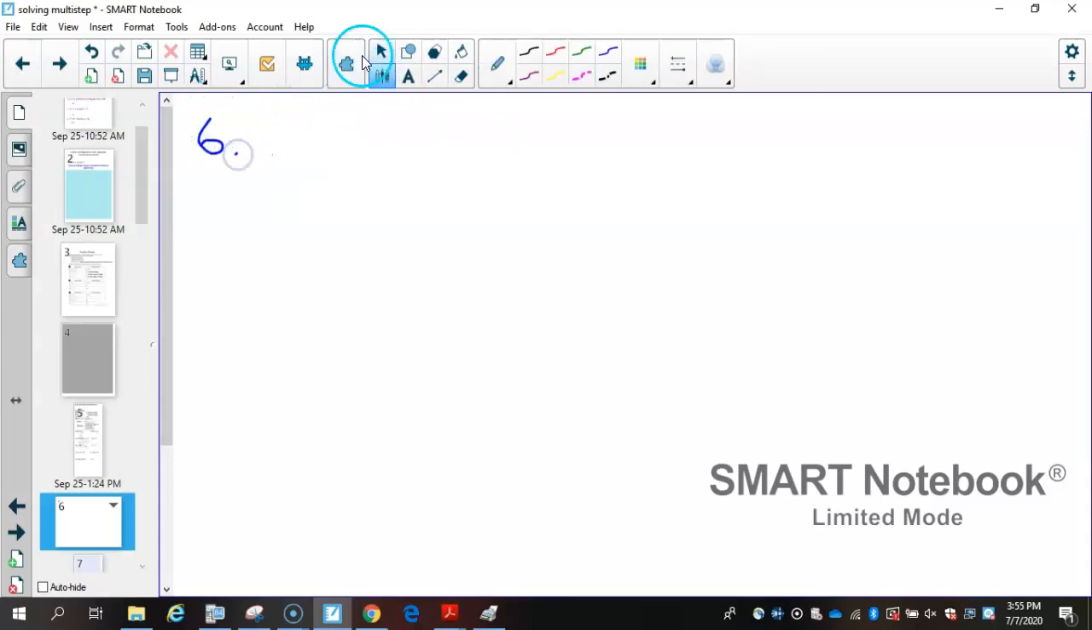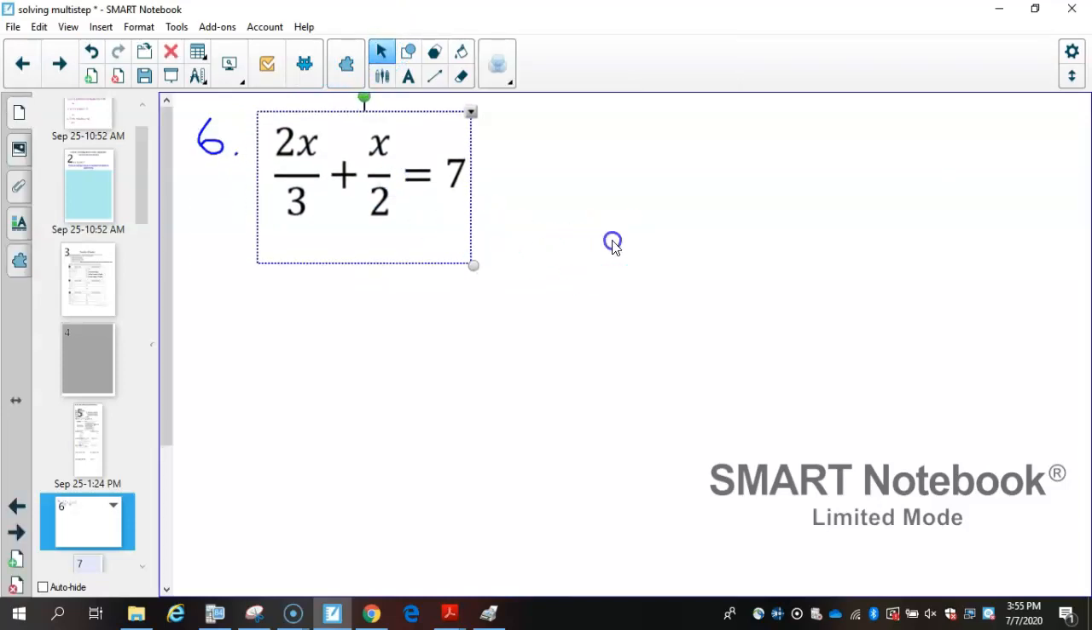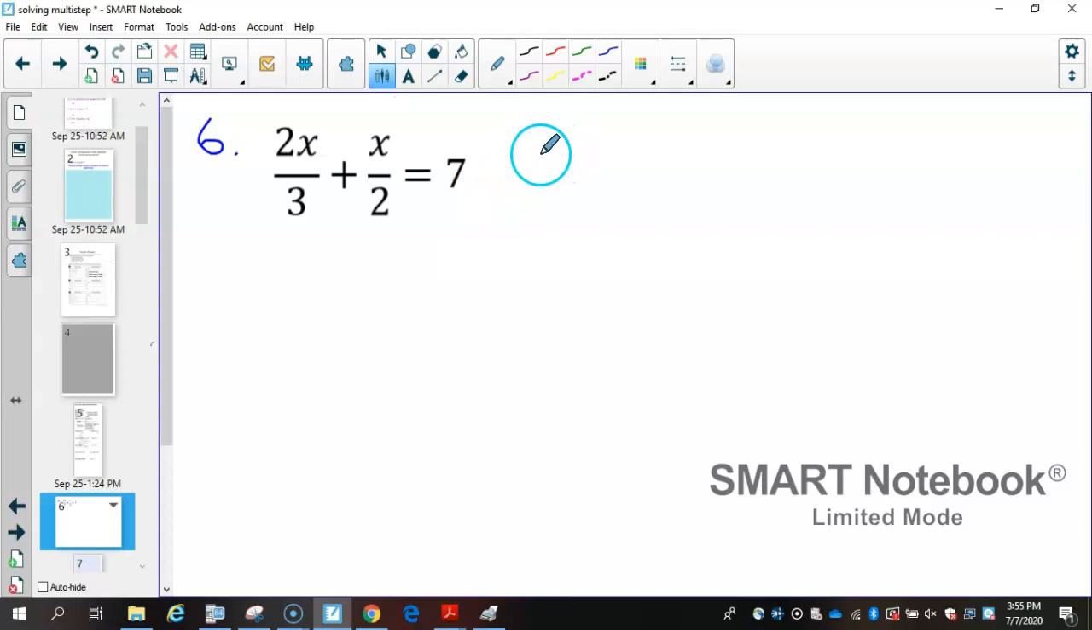Okay, so this is number 6. And when we're doing number 6, we have to go back and think about fractions in general. So I'm going to rewrite this without the variables. I'm going to pretend that x is just 1 for right now. That's not the correct answer. I'm just going to do that for right now. I'm going to say 2 over 3 plus, and I'm going to pretend that x is a 1 over 2. I'm not going to put equals 7 right now. I just want to go back to this concept.